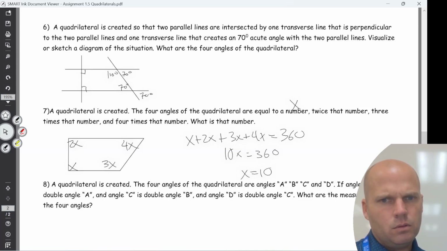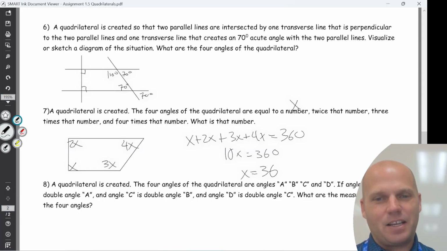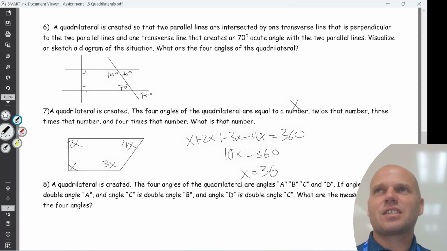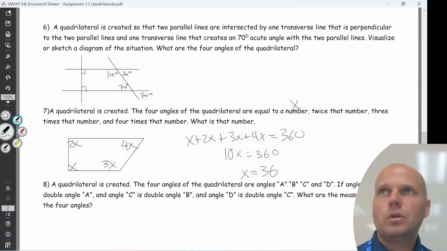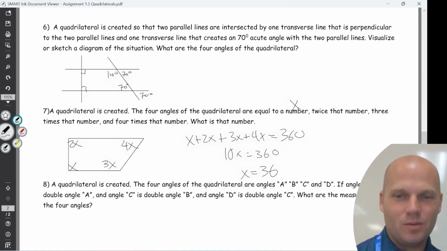No. Oh my gosh, it's not 10. 360 divided by 10 is 36. Okay, now that makes sense. So my angles are 36, 72, 108, and 144.